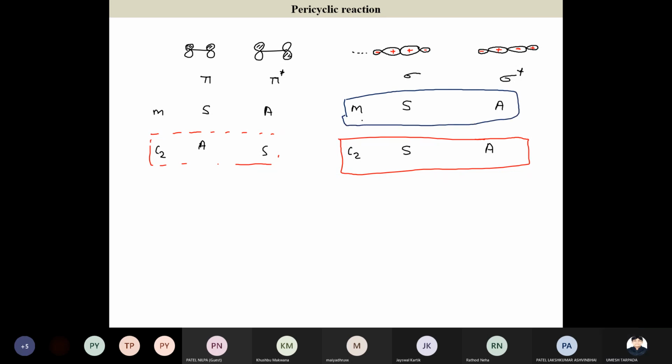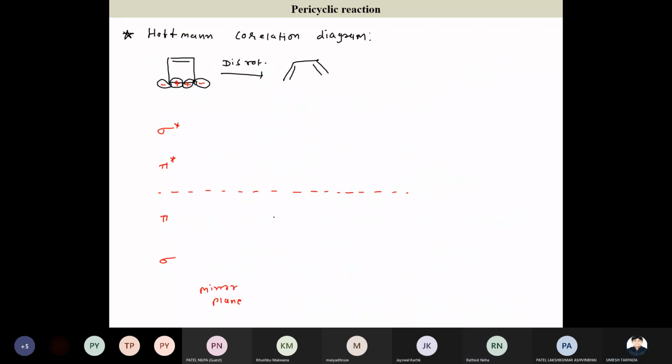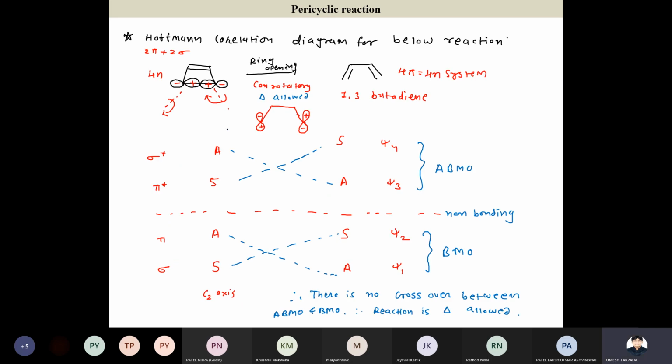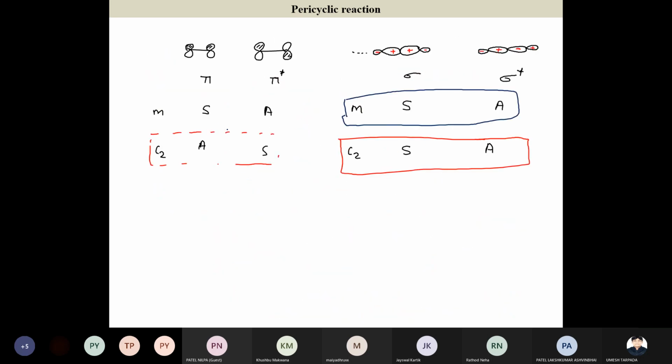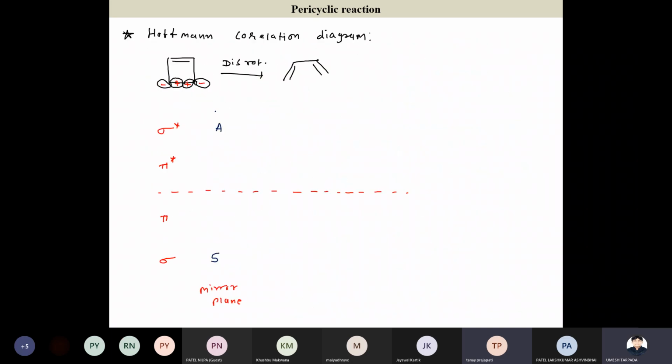So is the sigma level mirror plane symmetric or asymmetric? Symmetric. Sigma star is asymmetric. What about pi and pi star? In the case of ethene, the mirror plane. Pi and pi star are mirror plane symmetric and asymmetric. How is the pi level? Symmetric. Pi level is symmetric and pi star is asymmetric.